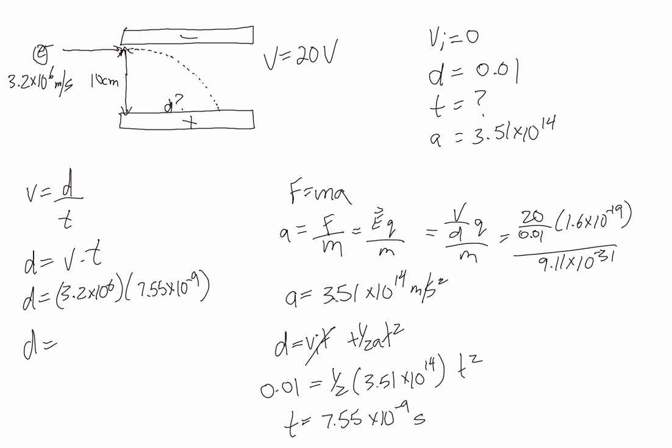We want to take that answer, times it by 3.2 × 10^6. And we get a distance of 0.024 meters, which would be 2.4 centimeters. Okay, and use some common sense. If our original gap was 10 centimeters big, yeah, we're in the right ballpark, right? It's because we got such a strong voltage, it's going to get zipped downwards, and it's only going to go 2.4 centimeters before it collides.